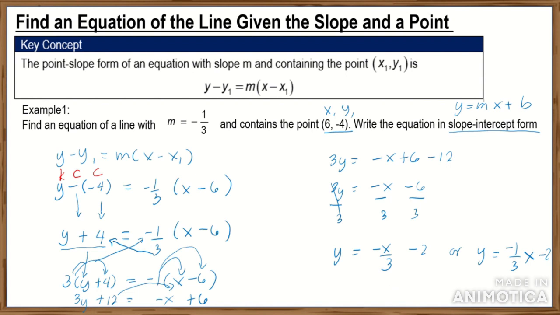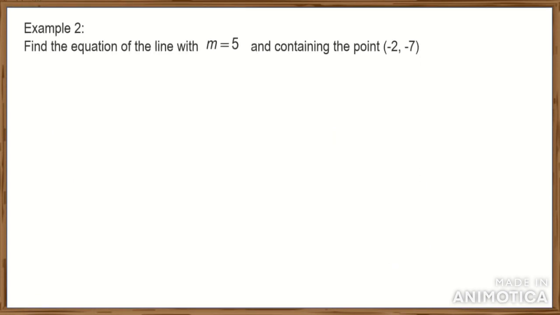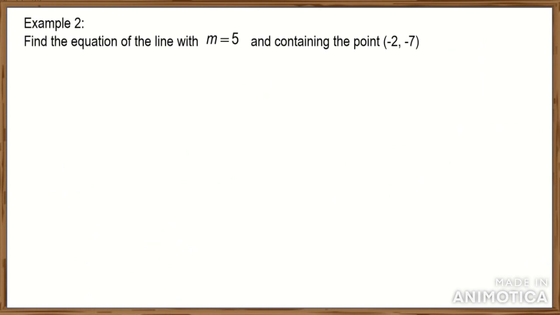Next example. Find the equation of the line with slope equals 5 and containing the point negative 2, negative 7. Those are the coordinates of the given point. So same process, we're going to copy first the equation y minus y sub 1 is equal to m times x minus x sub 1. So negative 2 is our x sub 1 and negative 7 is our y sub 1.